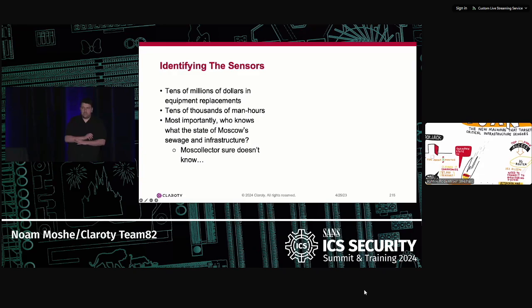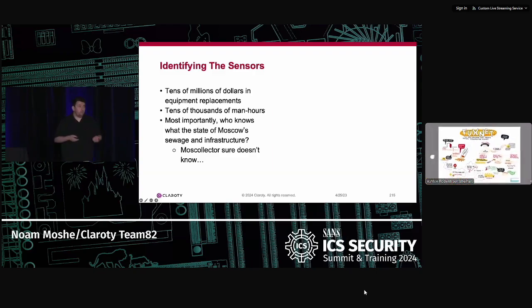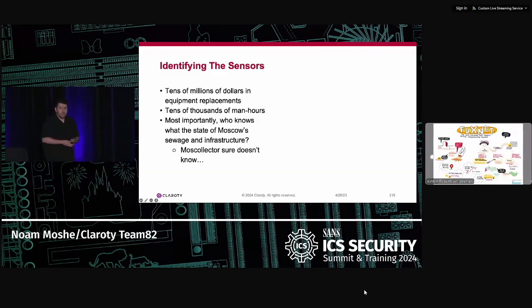You see, these devices are destroyed completely. They are no longer usable. However, they are somehow controlling a physical process. In MosCollector's case, it is sewage, it is airports, it is address control, and basically controlling the different streets in Moscow. Currently, or at least when the attack occurred, no one knew what state Moscow's critical infrastructure was in.